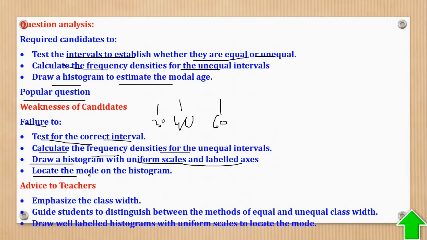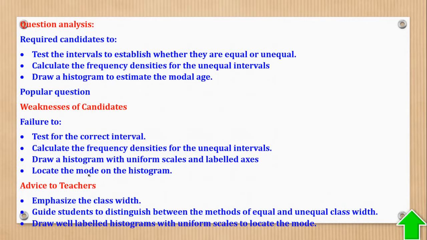So, failure to locate the mode on the histogram. Most of you have a wrong formula for locating the mode. Do you know what you do? If these are the highest and these are the next, what you do is join this line to this line, and this to this. That is already a problem.